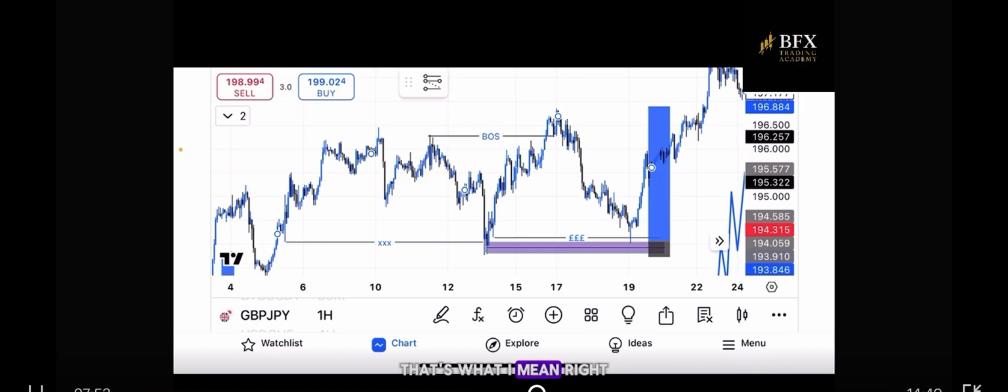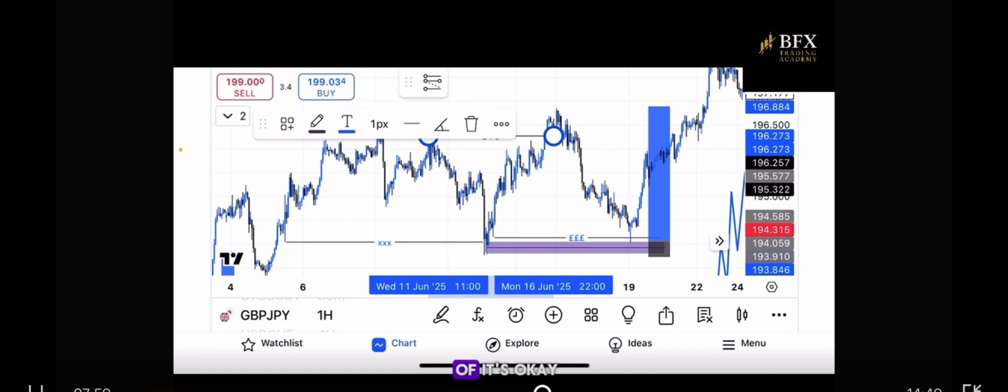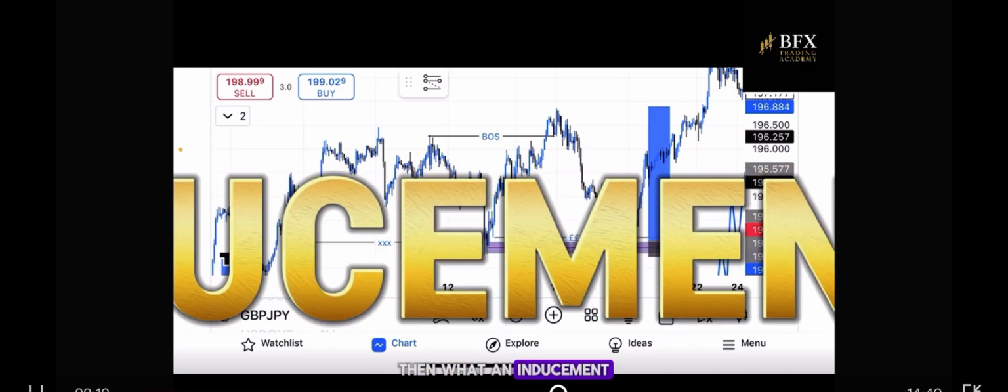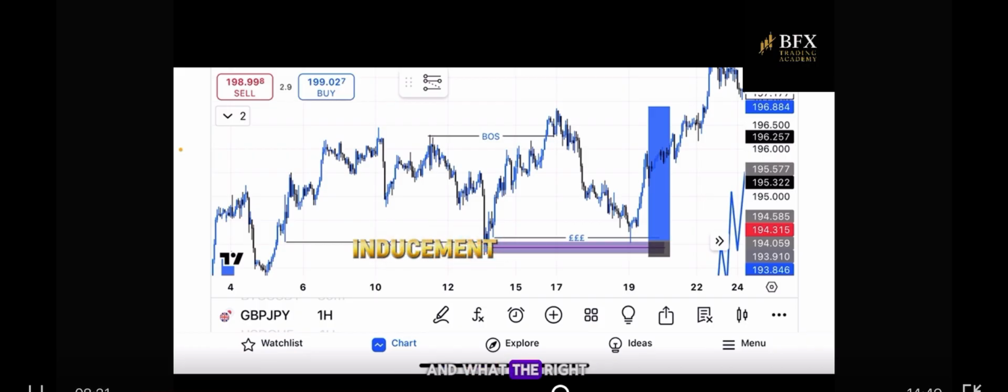That's what I mean, right? A change of character. You dive into the lower time frame. I didn't say this is not really part of it, okay? But the main criteria, okay? You must have a liquidity sweep, shift in structure. You can dive into the lower time frame to get your change of character. Then an inducement, and the right order block. Okay?